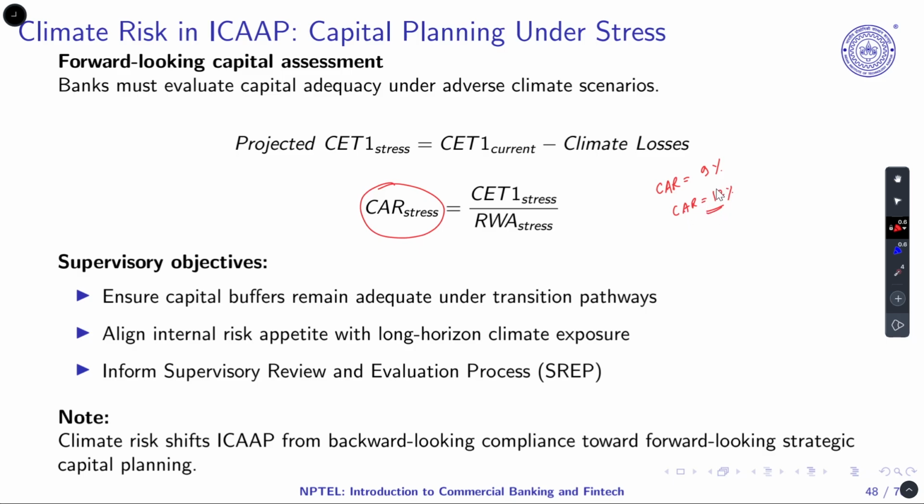But after deducting the capital losses, if the CAR comes down to 8%, then this is a challenge for the bank. You are not meeting the regulatory requirement. So now there will be a CAR stress for the bank. Under that, they will have to calculate the CET1 stress and how much risk weighted assets they have under stress. So it is mainly to have an idea about how much capital buffer they require.